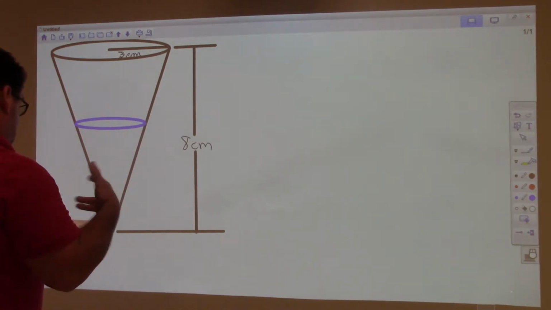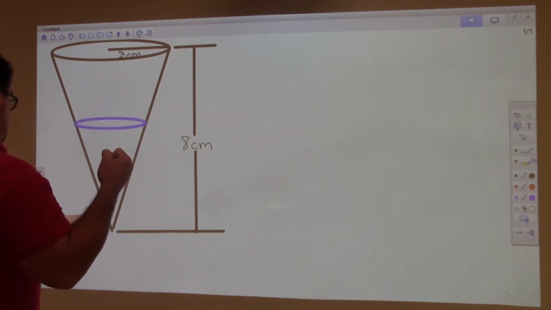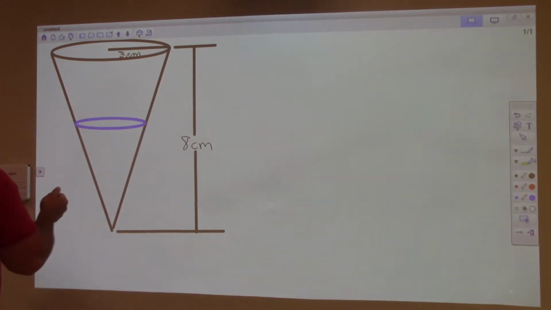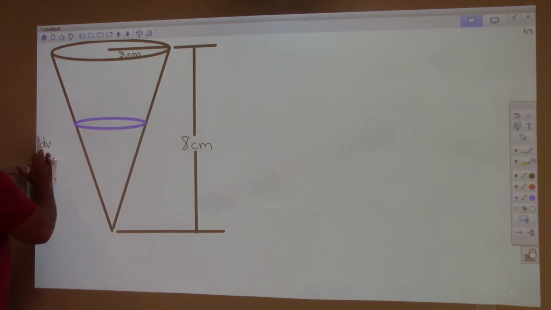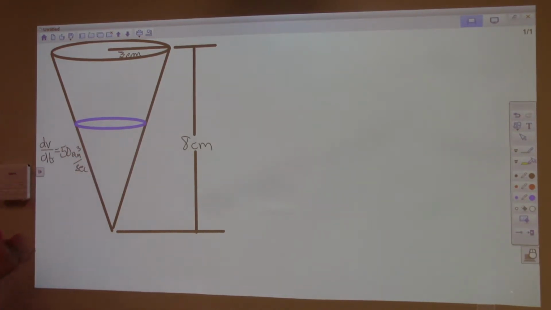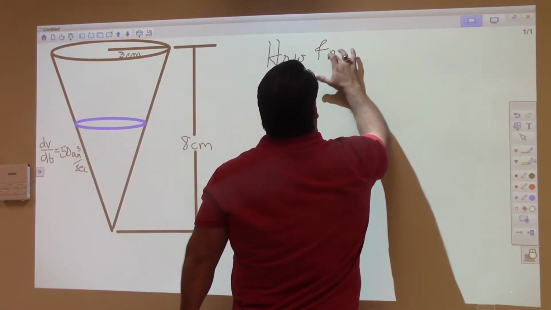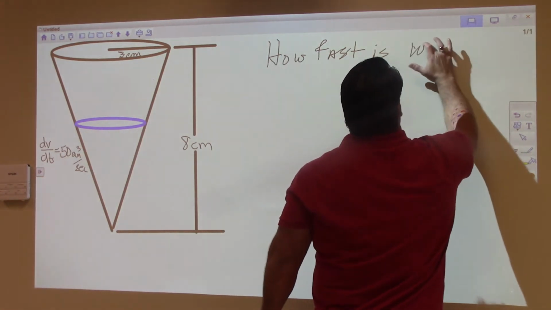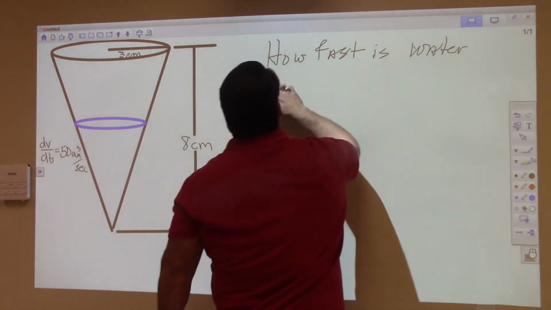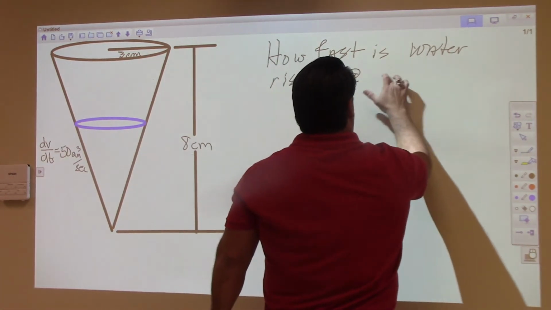It's filling up at, I guess dV dt is 50. Y'all have 50 centimeters cubed per second. Okay. dV dt is equal to 50 cubic centimeters per second. And they want to know how fast the water is rising at 4 centimeters. Or the rate the water is rising at 4 centimeters.